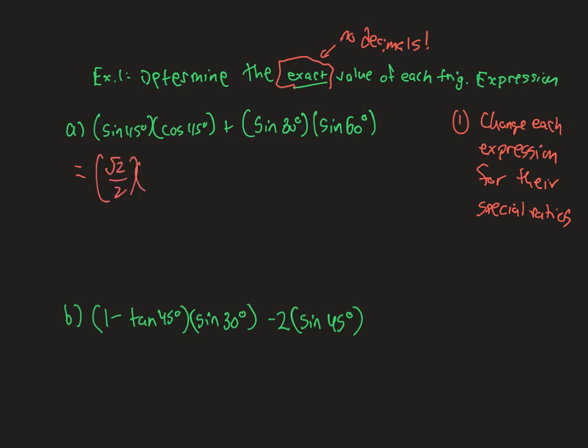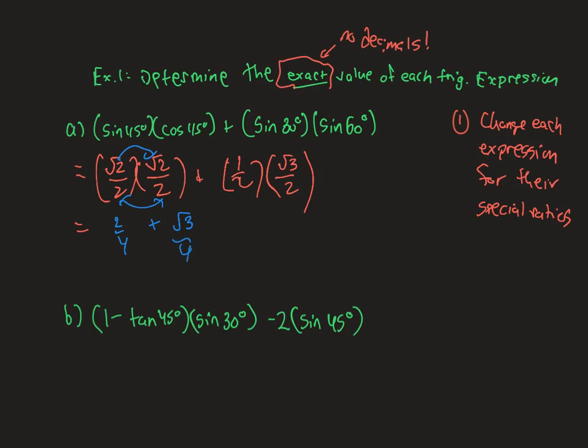Okay, so I know from before sine of 45 degrees should be root 2 over 2. It's being multiplied by cosine of 45, which I know is also root 2 over 2. How convenient. Plus sine of 30, which I know is 1 over 2, and sine of 60, which I know is root 3 over 2. Okay, so root 2 times root 2 should give me 2. 2 times 2 should give me 4. So I should have here 2 over 4. Plus, over here, you're going to be multiplying these out, and you're going to have root 3 over 4.